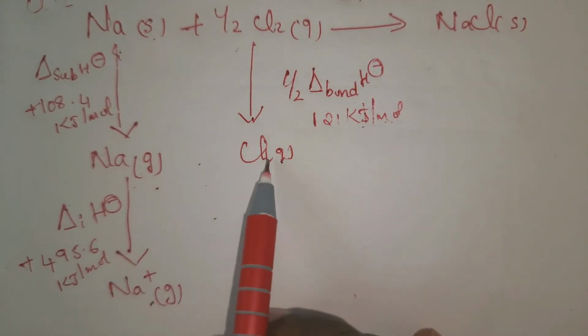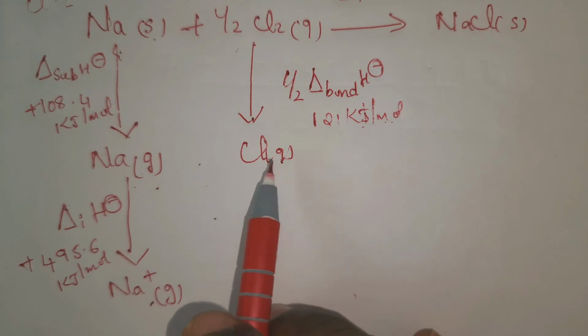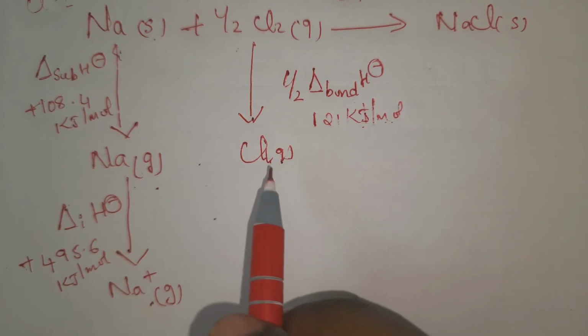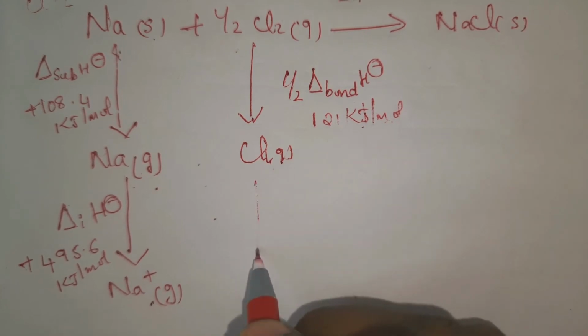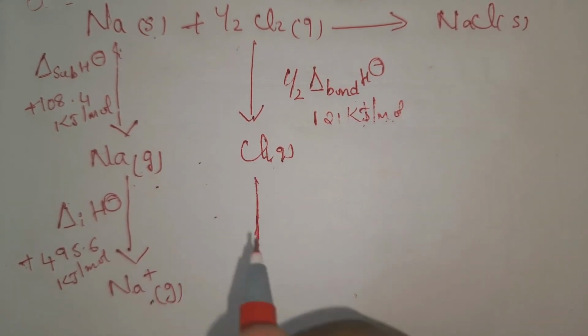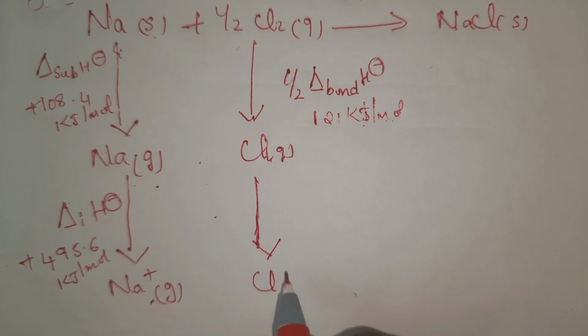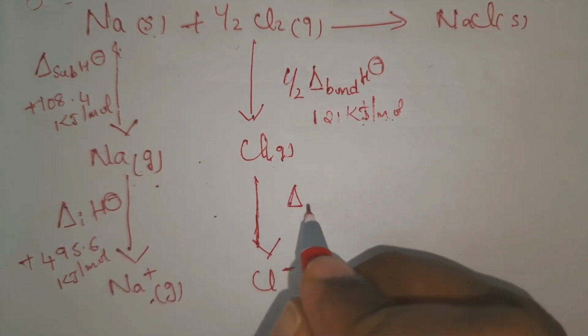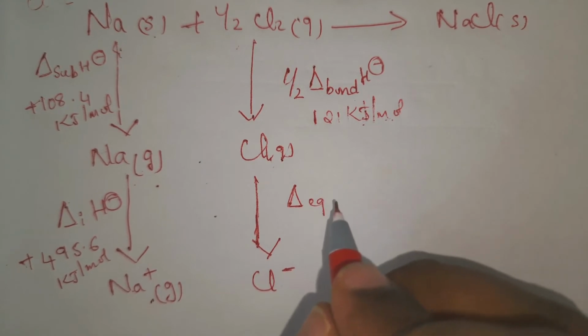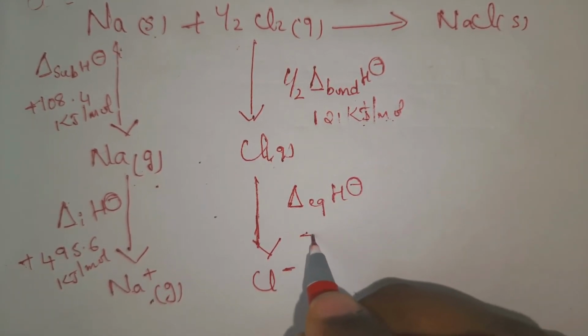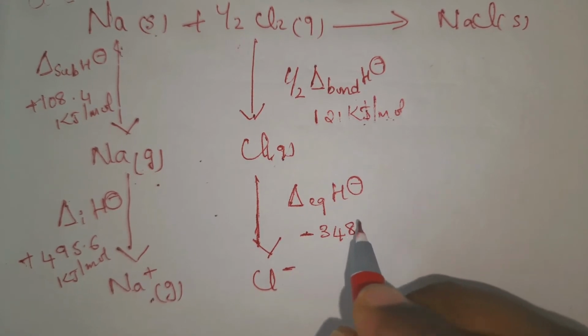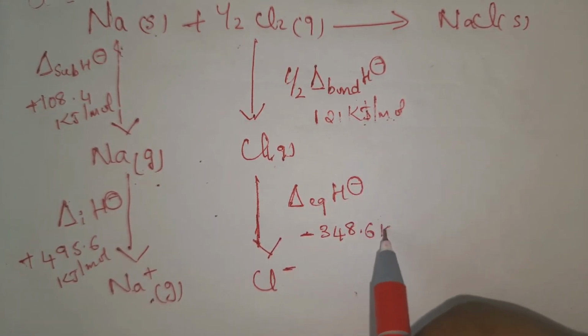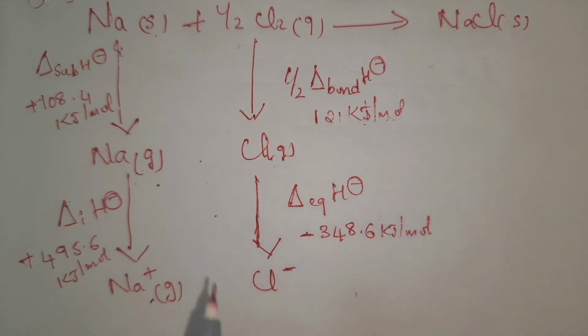And from this gaseous state of chlorine you need Cl minus, isn't it? For that this Cl should accept one electron. So you have to write Cl minus, and for that you need the electron gain enthalpy, and the value is minus 348.6 kilojoules per mole. Because when you add an electron to an atom, energy is released, so it is a minus value. So you got Na plus here and Cl minus here.